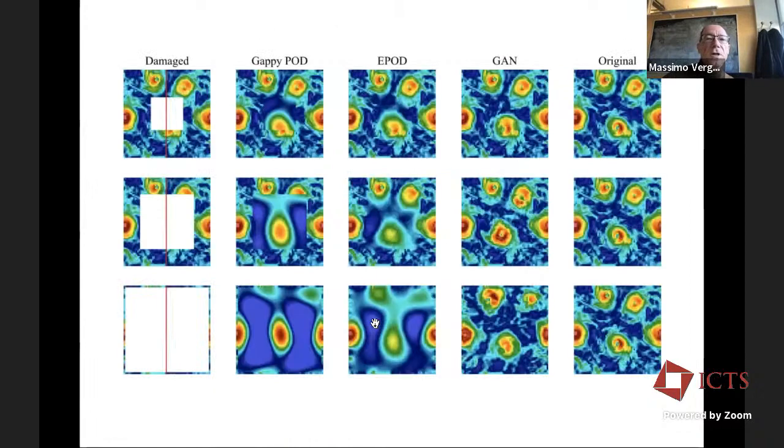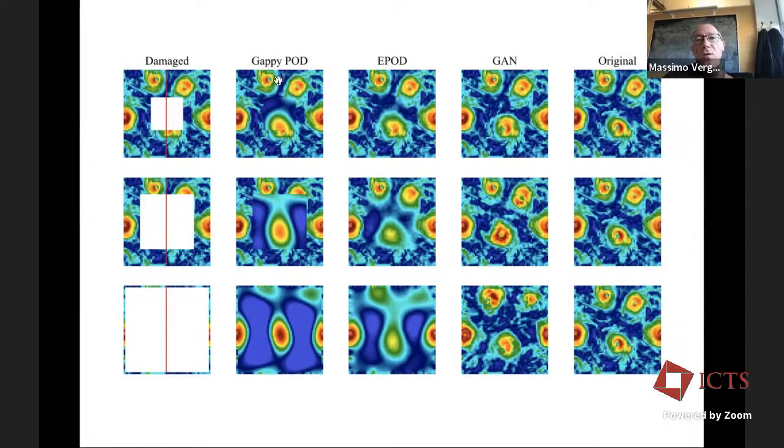Maybe I have enlarged it here. Yes, here I show you a few examples of reconstruction. This is the case where you have a small damage. This is the reconstruction provided by the gap EPOD. This is the reconstruction provided by the extended POD. This is the reconstruction provided by the machine learning. And this is the original, the ground truth.